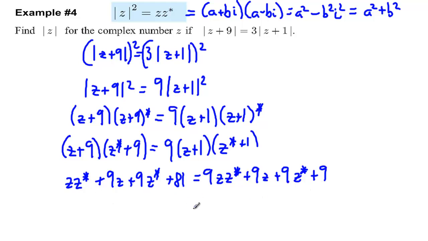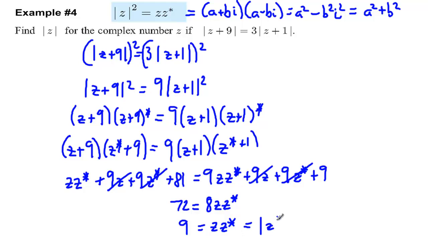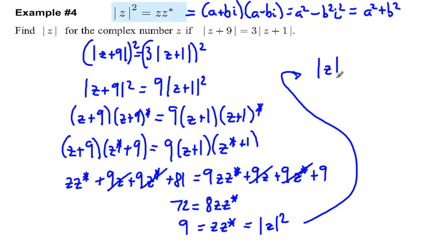So as I collect like terms, I'm going to get an 8z conjugate. The 9z's are going to cancel off. The 9z conjugates are going to cancel off. I'm going to bring this 9 over here, so that becomes 72. I can then divide by 8, so I get 9 is equal to z conjugate. And of course, come back to this original part here. Z conjugate is the modulus of z squared. So that's going to make our final answer: the modulus of z is 3. That was a tough one.